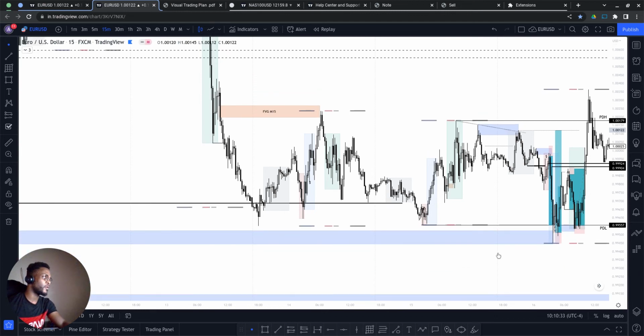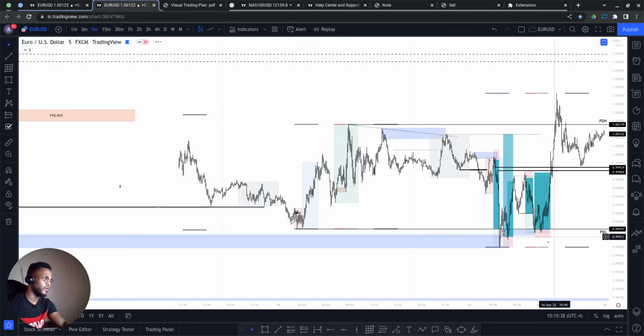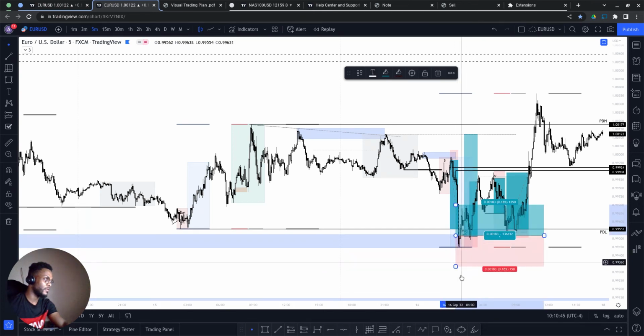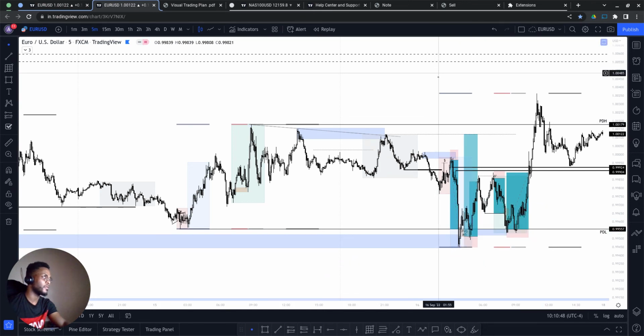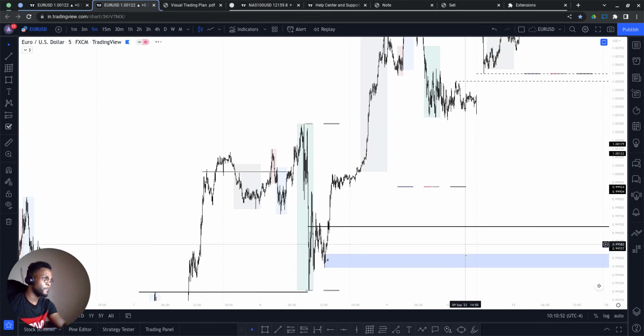And then for the buy, there was a POI down here that I didn't see. Otherwise, my trade would have been immediately like this. That's why you see me entering like this. But I didn't see the POI, but the POI was pretty good.